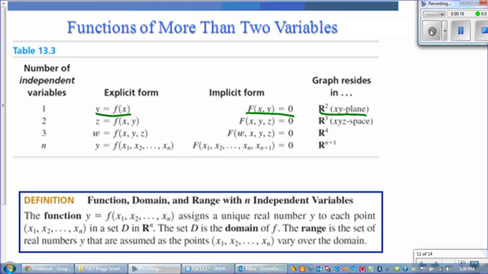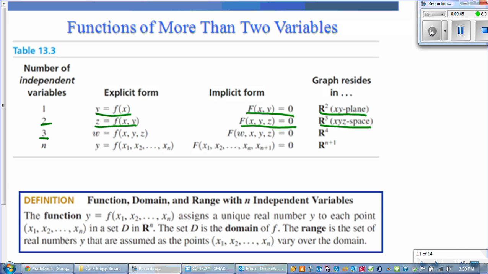If you had two independent variables, which is just what we've been covering in this section so far, z would be a function of x and y in the explicit form, and the implicit form would be a function of x, y, and z equal to 0. So the equation would have x's and y's and z's, and that graph is a surface in the xyz coordinate system, xyz space.